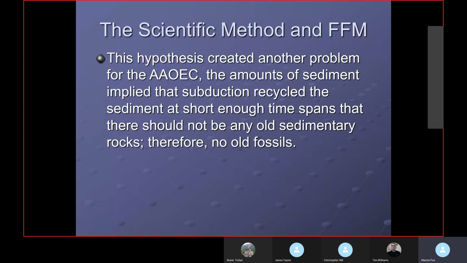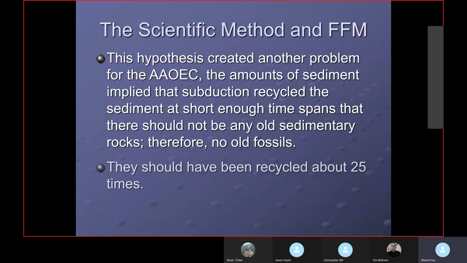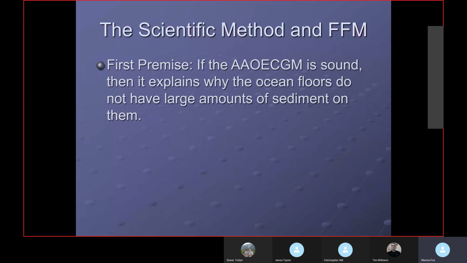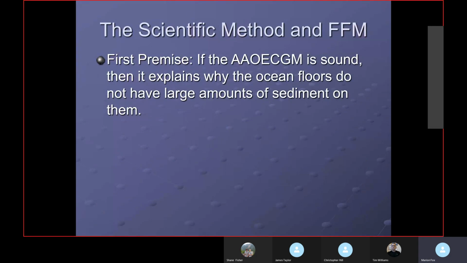Okay, so they have it subducting very rapidly. They should have been recycled about 25 times, according to one source that I cited. So all of the Earth's sedimentary rock should have been recycled 25 times in the so-called 4.5 billion years of the Earth's life. Okay. And again, let's examine the agnostic, atheist, old Earth creationist model.